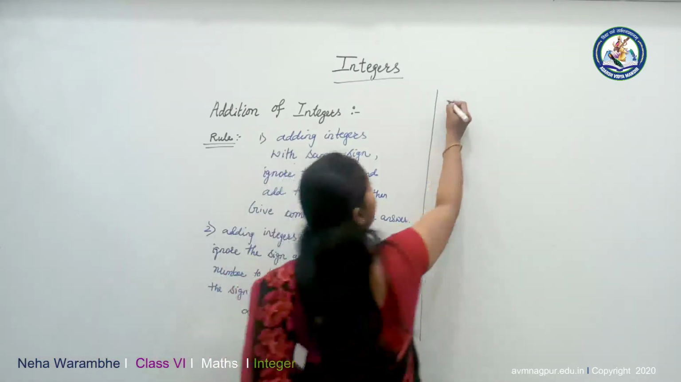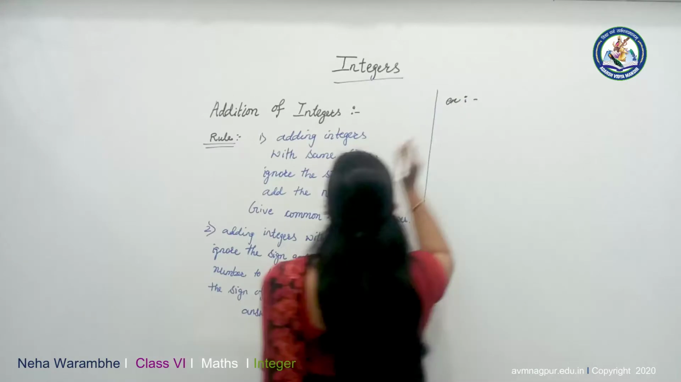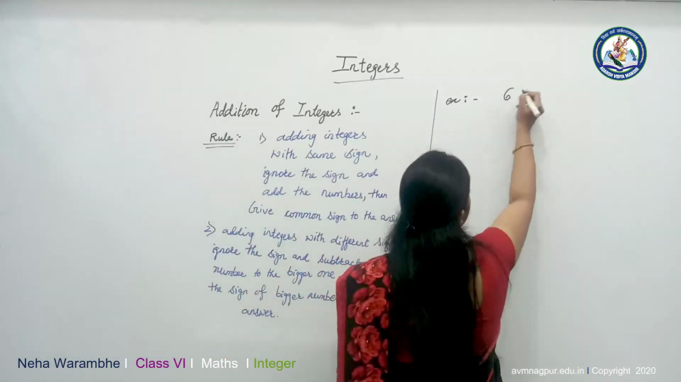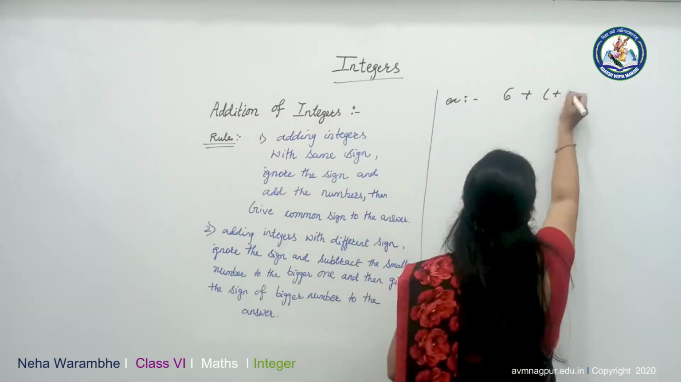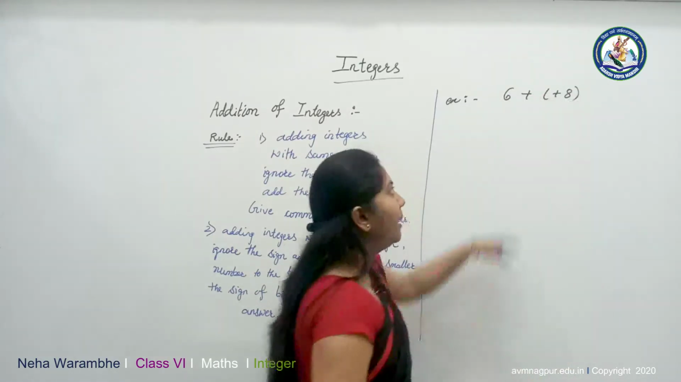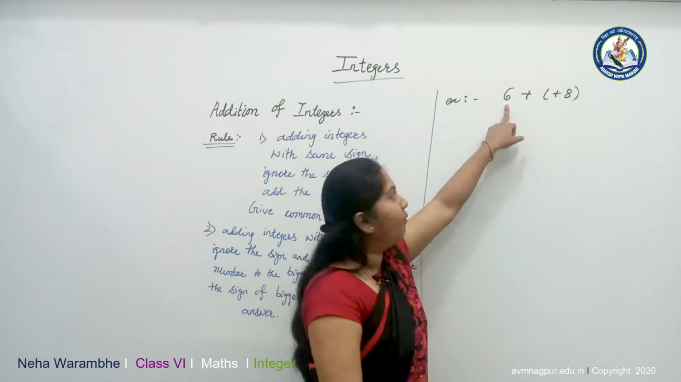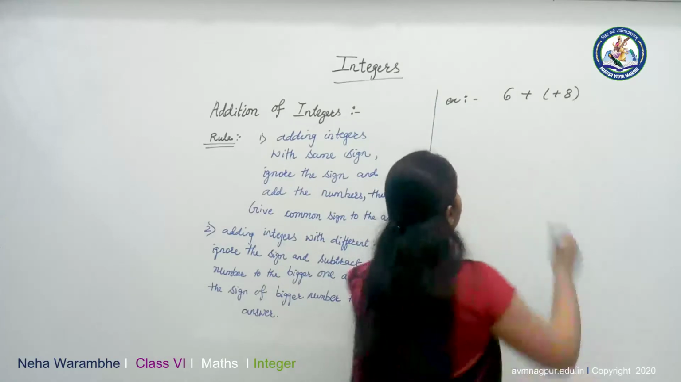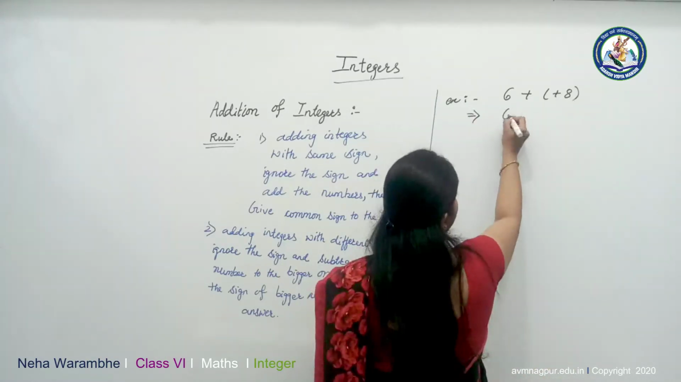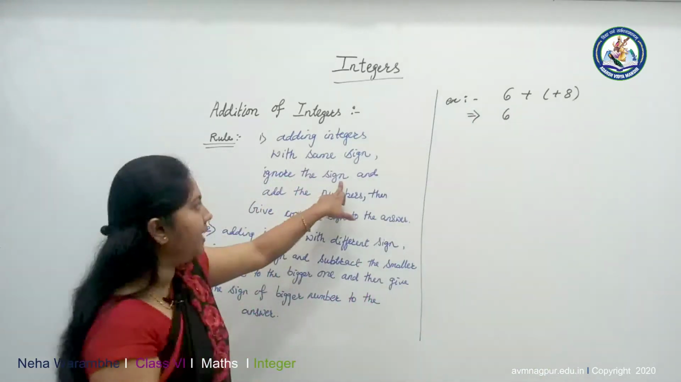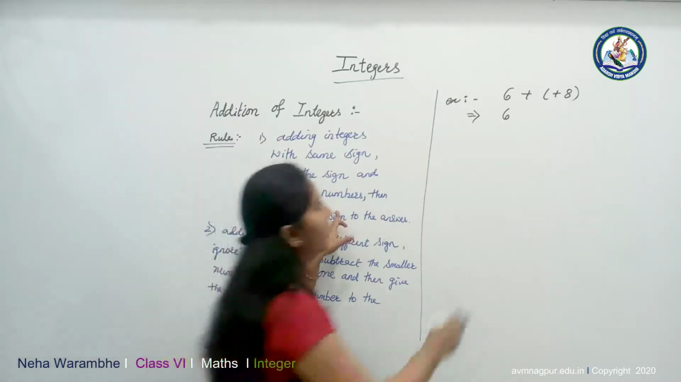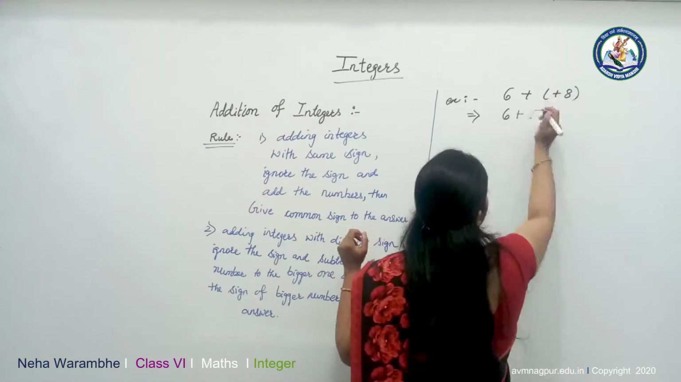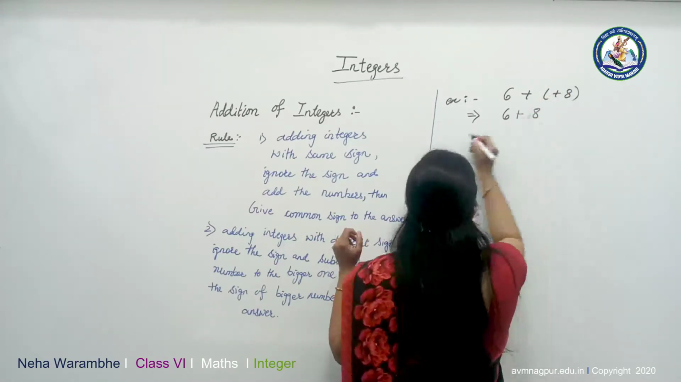For example, when adding integers with the same sign, suppose the numbers are 6 plus of plus 8. Remember, the plus sign is not written before positive numbers. So I write 6 plus of plus 8. Write the first integer as it is, ignore the sign and add the numbers. Just add the numbers. 6 plus 8 is 14.